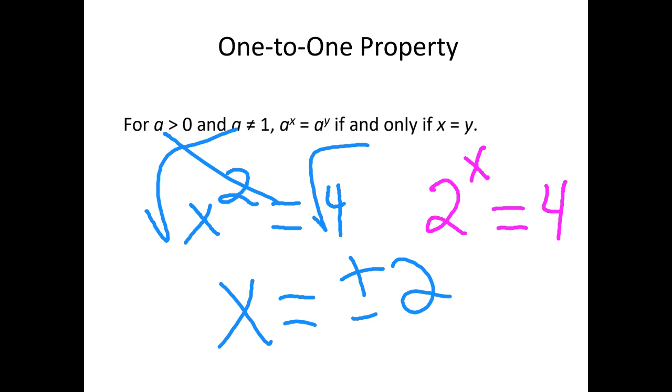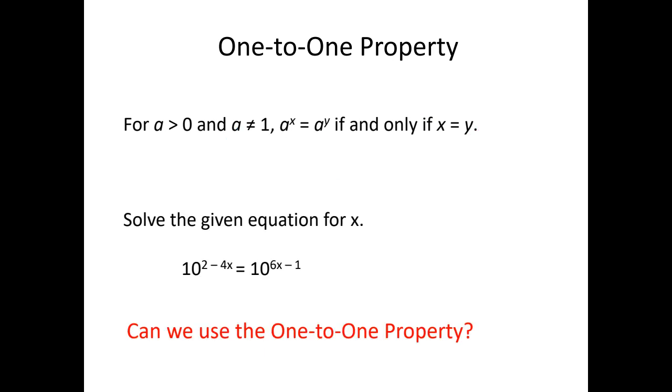The one-to-one property says that if you have two exponential functions, and notice that they both have the same base, they both have a, then we can just set the exponents equal to each other, and that's how we're going to bring the variables down so that we can solve for them. So for example, if we have 10 raised to the 2 minus 4x is equal to 10 raised to 6x minus 1.